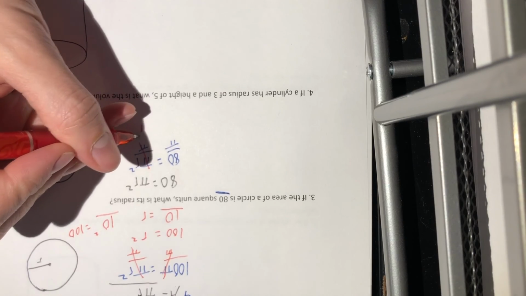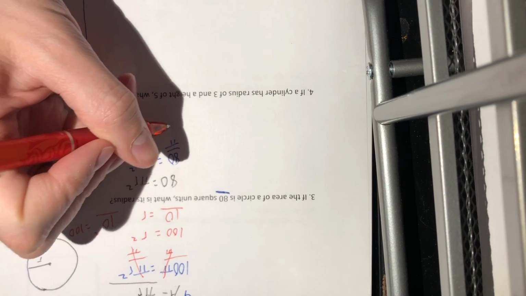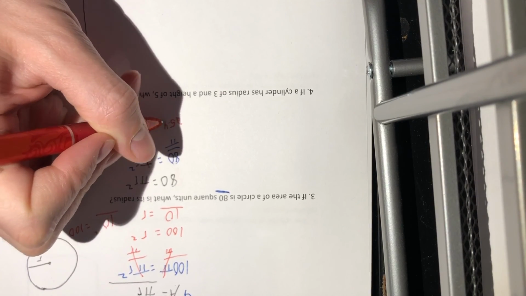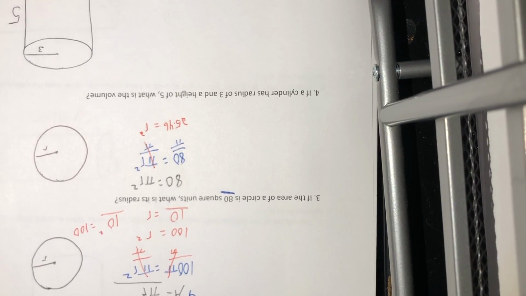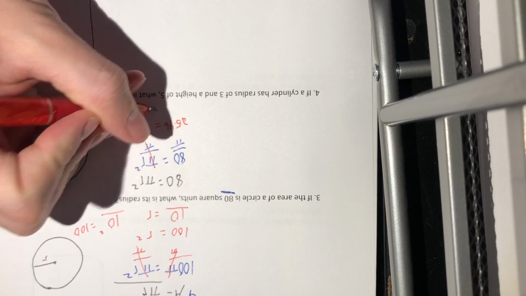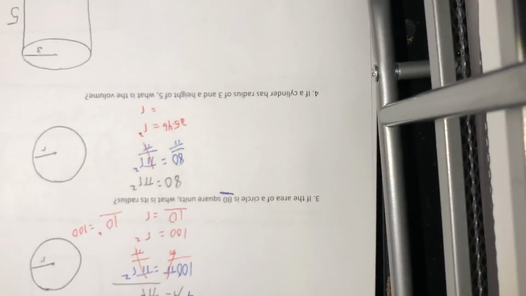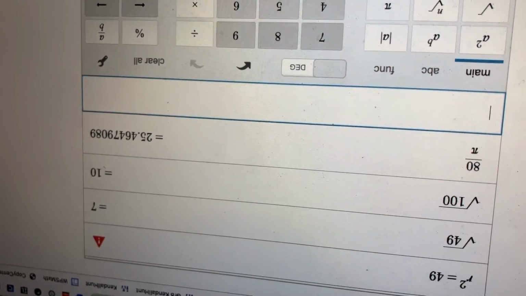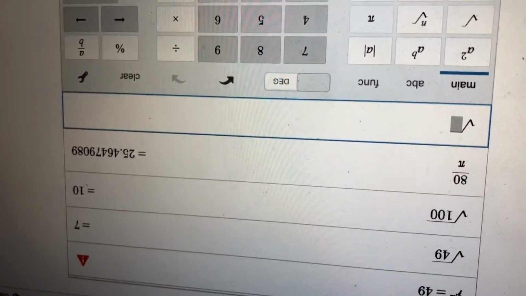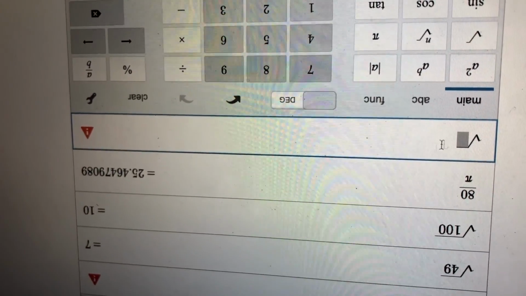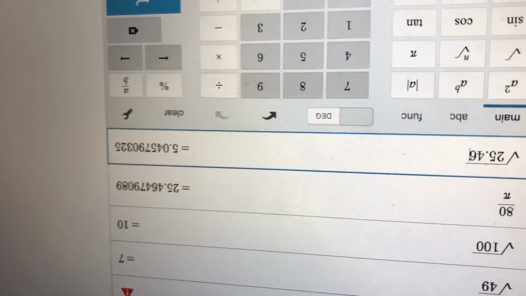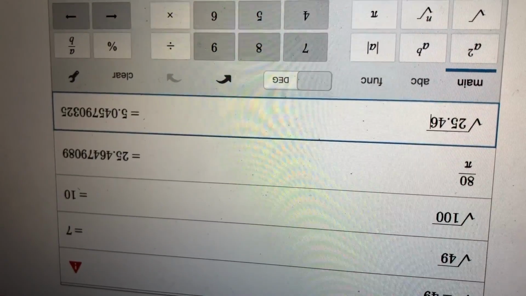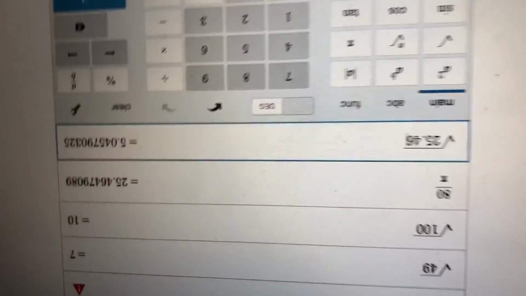So I know that r squared has to equal 25.46. So in my head, I'm thinking, all right, I know that 5 squared is 25. So it's got to be 5 point something, a little bit more than 5. So let's do the square root of 25.46. And here's where those decimals come into play. 5.05 rounds to 5.05. Perfect.